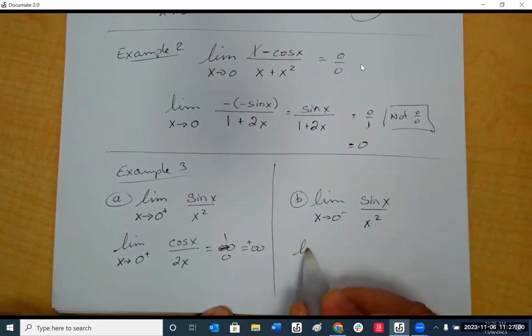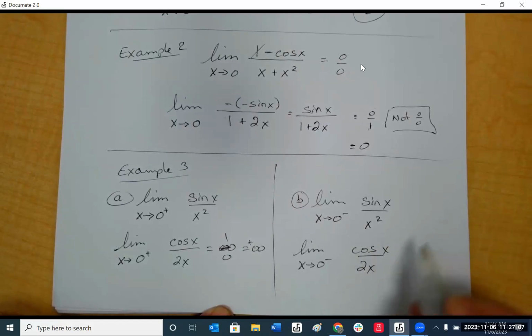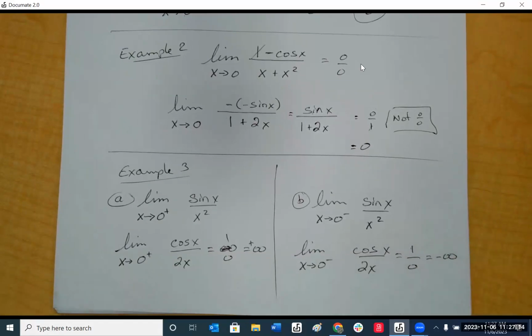Likewise, the limit as x approaches 0 from the left of cosine x over 2x. This is 1 over 0, which makes it go to negative infinity because it's coming in from the left. If I put a negative number in place of x, I get 2 times the negative number, which makes the whole number negative. But there's another way. We could have done this one another way, with a rule that we learned in chapter 1.